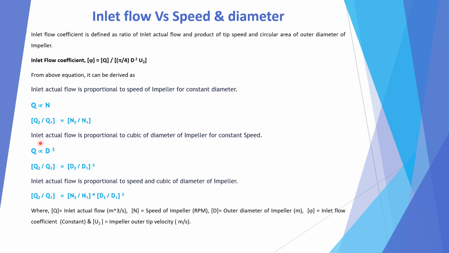Inlet actual flow is proportional to the cube of the diameter of the impeller for constant speed. Here, if speed is constant, D square and U also contains D, so that is why it is written as Q is proportional to the cube of D. So Q2 by Q1 is equal to (D2 by D1) to the power 3. So inlet actual flow is proportional to the speed and the cube of the diameter of the impeller, when both are variable.